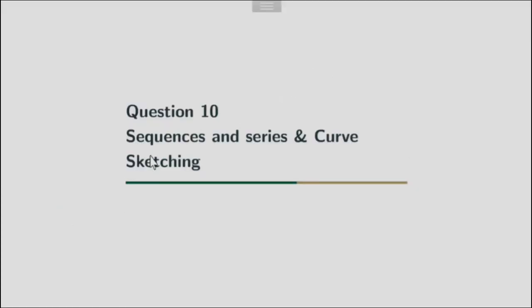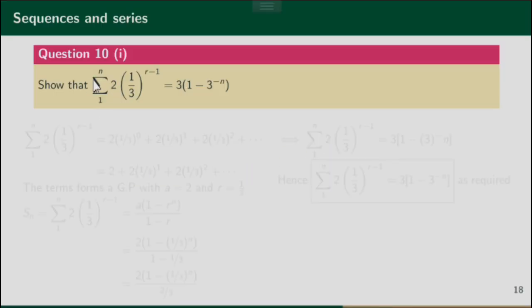Now question 10 is sequences and series and curve sketching. Show that the sum from r equals 1 to n of 2 into 1/3 raised to the power r minus 1 is 3 into 1 minus 3 raised to the power negative n. We want to show that if we sum the terms of this sequence, we will arrive at this result.